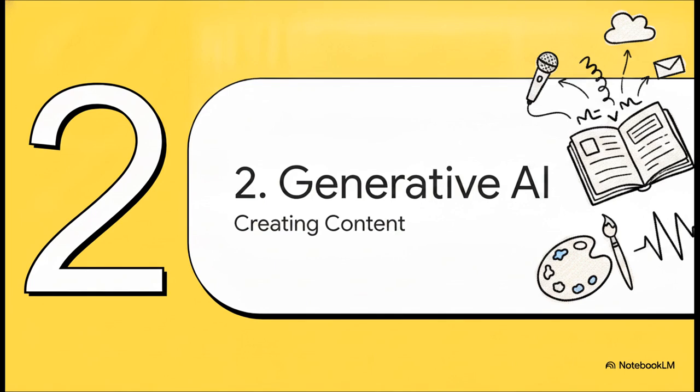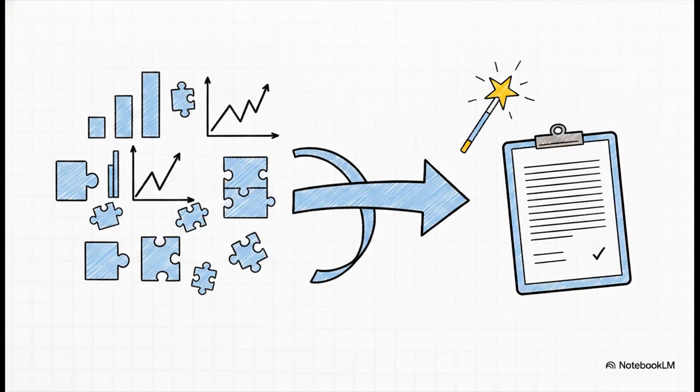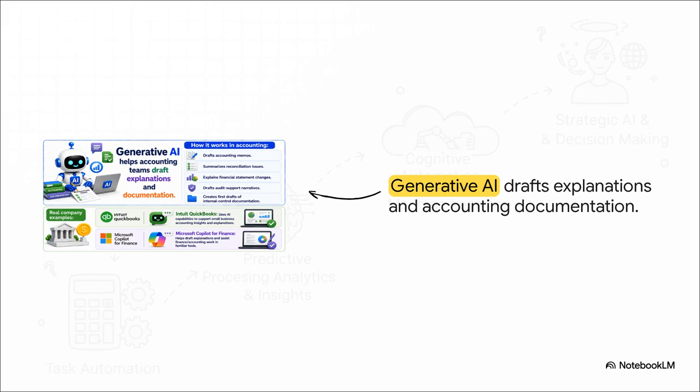Moving on to Tier 2, generative AI, creating content. Stepping up the ladder, the tech shifts from simply organizing numbers to actually creating content. Instead of staring at a blank screen when you're trying to write out complex memos or variance analyses, this tier provides you with immediate, high-quality first drafts generated directly from the data. Tools like Intuit QuickBooks and Microsoft Copilot for Finance leverage generative AI to summarize reconciliation issues and draft audit support narratives. Imagine Copilot looking at a sudden spike in Q3 expenses and instantly drafting a paragraph explaining that variance for your management report. You completely transition from being the primary writer to the strategic editor.